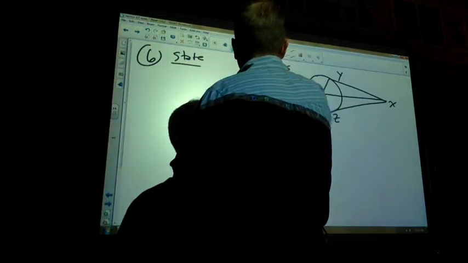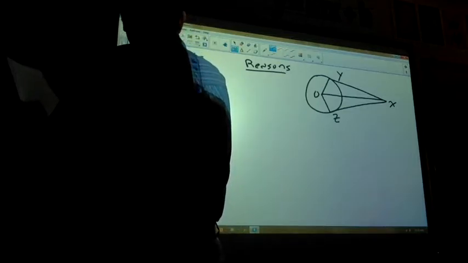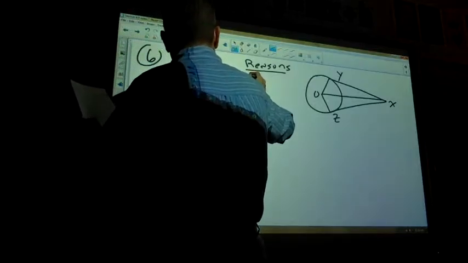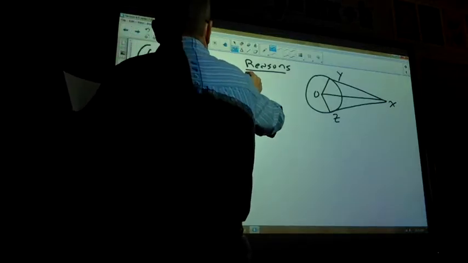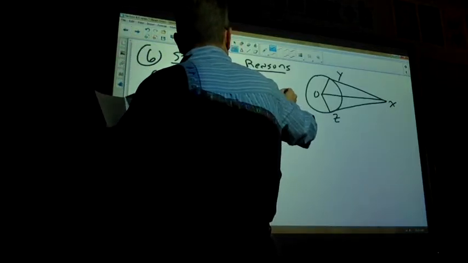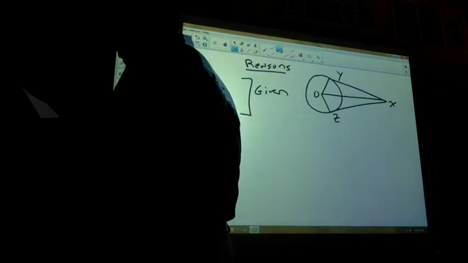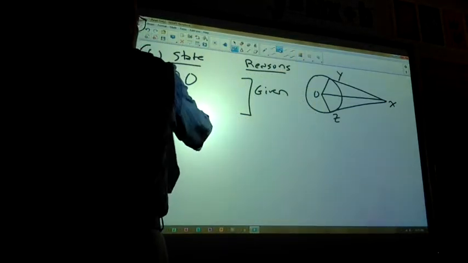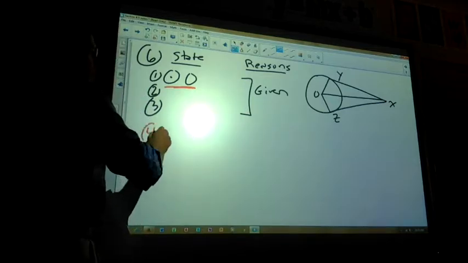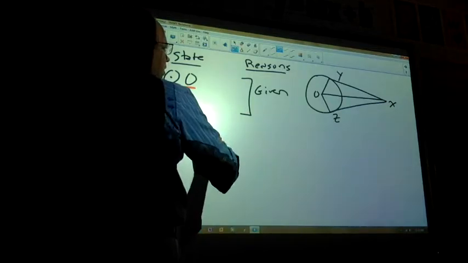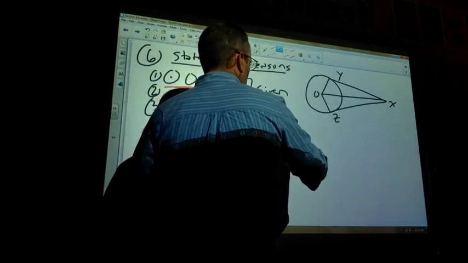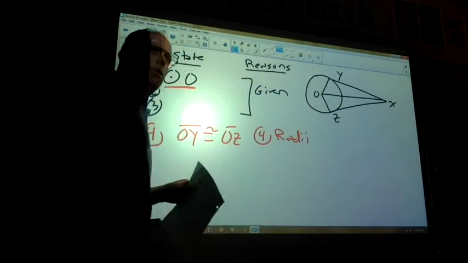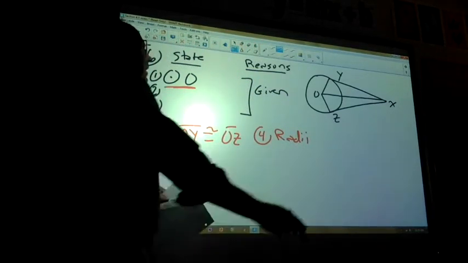Do we have to put them yet? I don't know. Let's see what our givens lead us to. Step 1, circle O. Good, Kevin. And then we have 2 and 3. These are all part of our givens. Okay, so let's see what we can get to. Just by circle O, we can have our go-to say that OY is congruent to OZ, and we can put radii. Does that solve the problem?